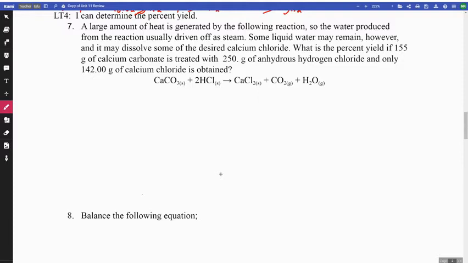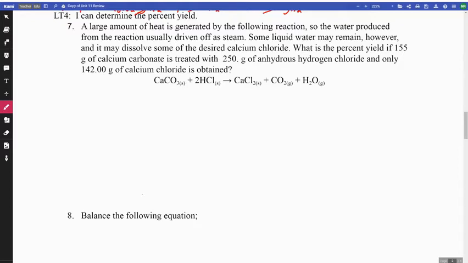Okay. A large amount of heat is generated by the following reactions. We don't need to read all this. What is the percent yield if 155 grams of calcium carbonate is treated with 250 grams of anhydrous hydrogen chloride and only 142.0 grams of calcium chloride is obtained?